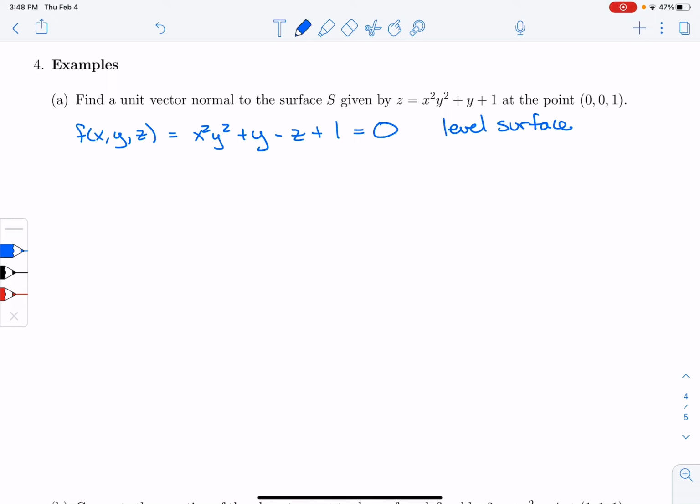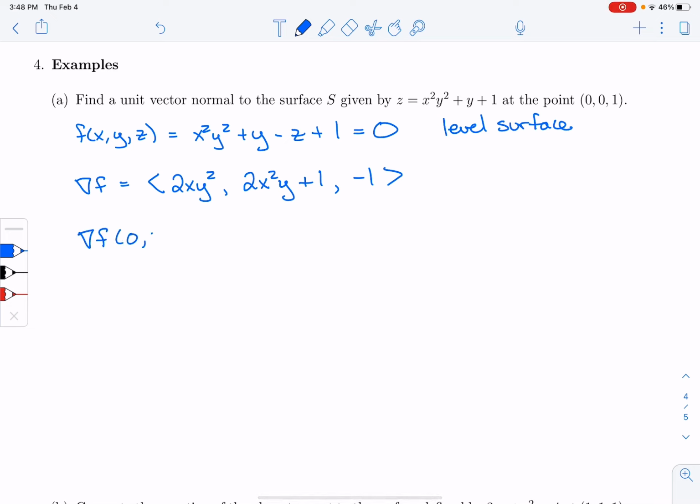Now if I want to find the normal vector, I'm going to find the gradient of f. The gradient of f in this case is going to be: the derivative with respect to x should be 2xy squared, since everything else doesn't have an x in it. The derivative with respect to y should be 2x squared y plus 1, since nothing else has a y in it. And the derivative with respect to z should be negative 1, because negative z is the only term that has z in it. The gradient of f at the point 0, 0, 1 is going to give us 0, 1, negative 1.